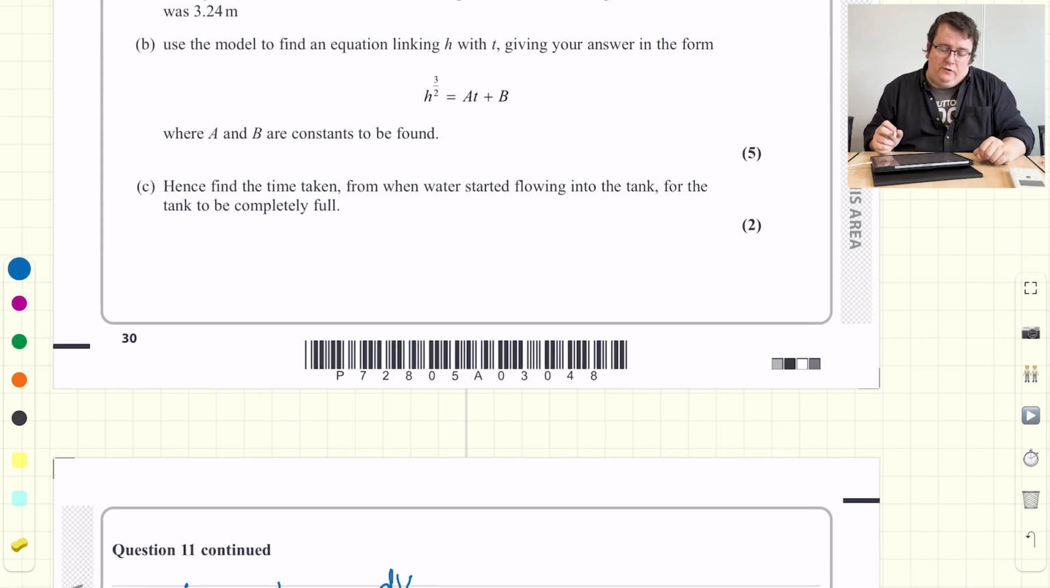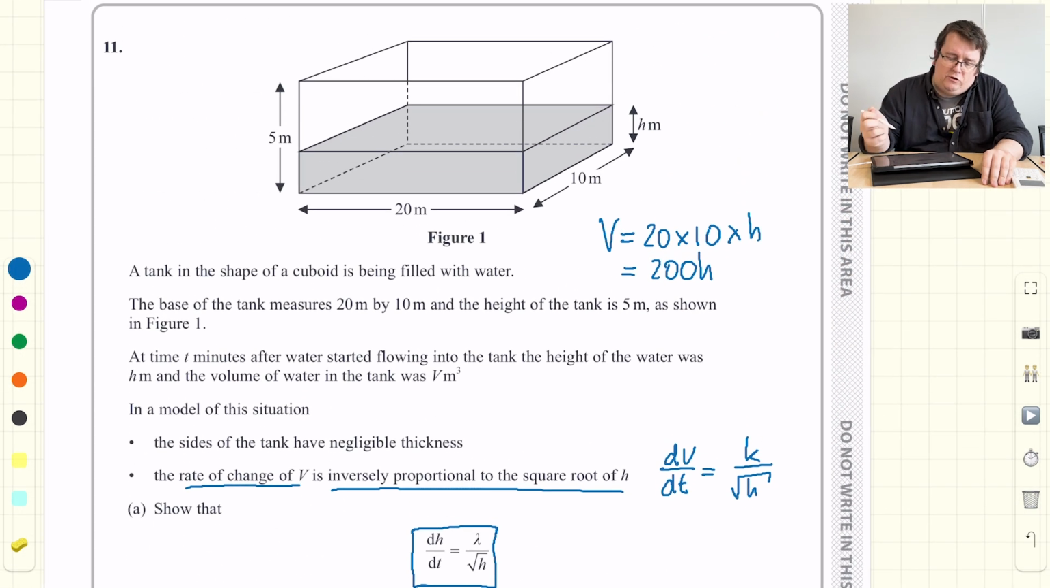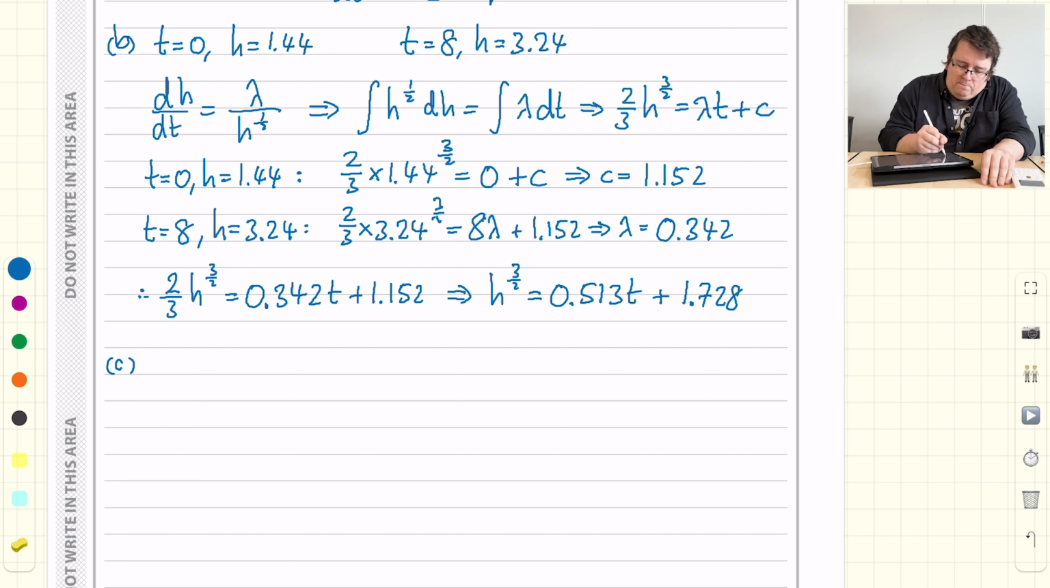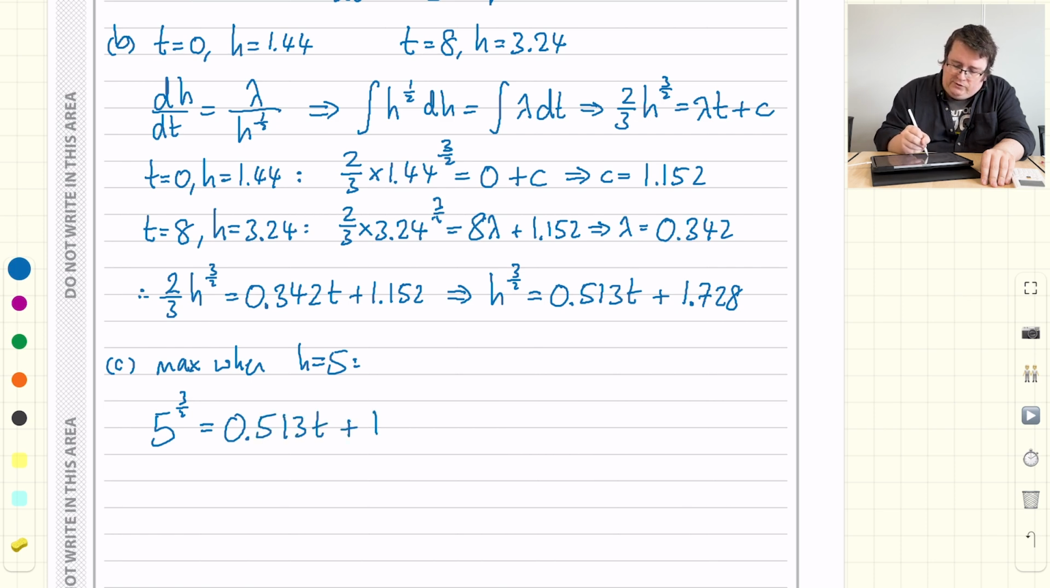Hence find the time taken from when water started flowing into the tank for the tank to be completely full. So if we go back to our diagram, the water's completely full when we've reached that 5 meters. So h needs to be 5 meters. So max, when h is 5. So 5 to the 3 halves is equal to 0.513t plus 1.728.